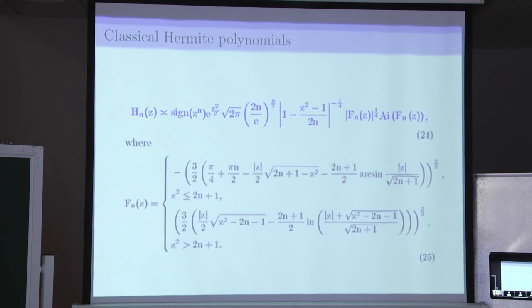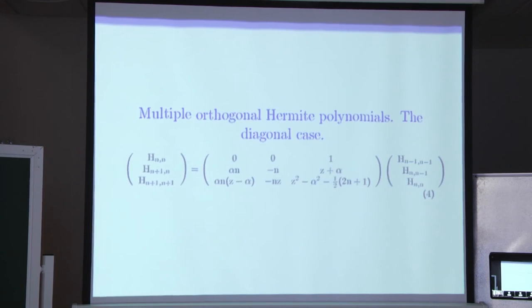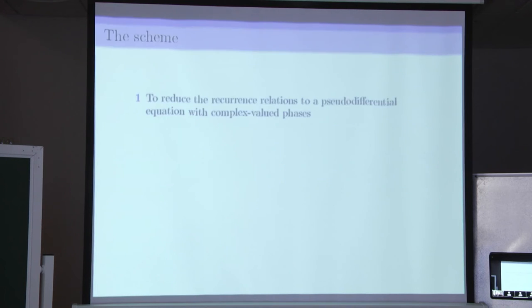Yes. And as you see, it is the uniform asymptotic, so it works for every z on the whole real line. And let us now discuss the multiple orthogonal polynomials. So we need to modify our approach to a multidimensional case. Here we have such a system which defines our diagonal Hermite polynomial. And the scheme is similar.